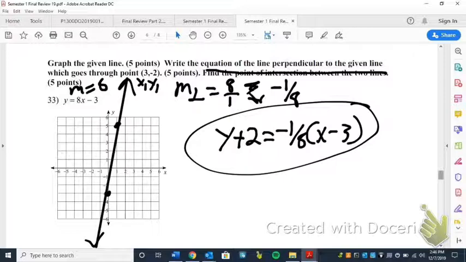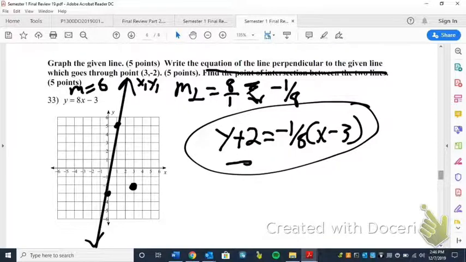Now, it says to find the point of intersection between the two lines. I don't like that. I mean, it's frankly great, but it takes a lot of work, and it's not worth 5 points worth of time spent on it. So what I'm going to have you do on the final is just graph that second line and circle the point of intersection. So here we know it goes through the point 3, -2.